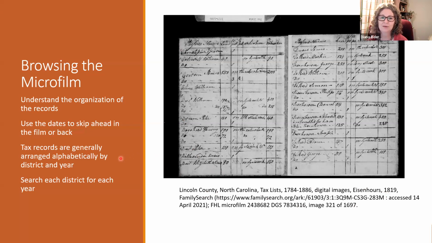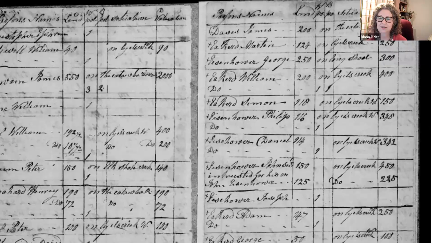Now, just know that with tax lists, they often have several districts in an area. And so maybe they have 3 districts for the county for that year. And so you'll need to search each district for each year for your people. And so don't just search the first district and then leave it at that. Make sure you're checking all of them. They're generally alphabetical, so that makes it easier. You can just find the right letter and then you're good to go. And in this example, here are the Eisenhowers.